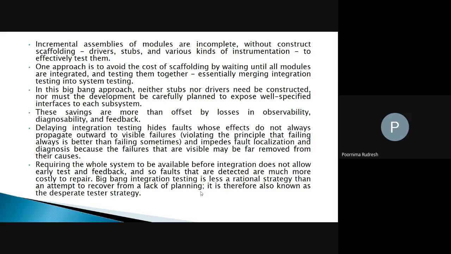Why? Because in Big Bang integration testing, we are performing the testing at the end. At the end means once all the modules are implemented and combined together, only then are we testing for the faults. But once the faults are detected at that stage, repairing them is costlier, and hence the Big Bang integration testing technique is also called the desperate testing technique.